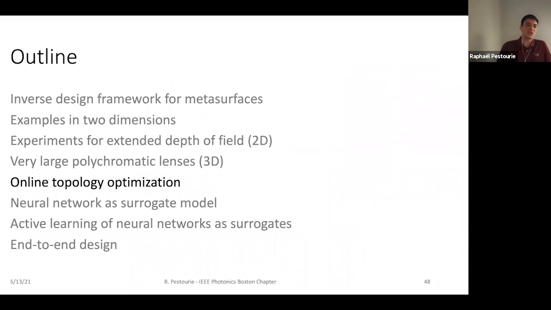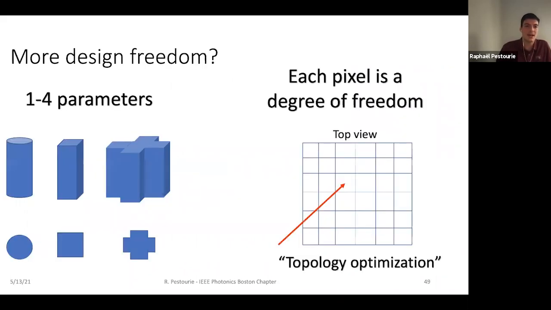I wanted to quickly talk about a few other topics today. I mentioned that you can also have a lot more degrees of freedom. Here on the left, I'm showing parameterized structures, maybe a cylinder with a radius that varies, or a pillar with a length and a width that can vary, or a cross that has a few more parameters. But you might also want to leave all the pixels from a top view, all the material at each pixel, free.